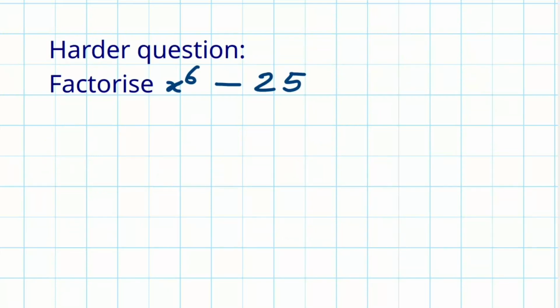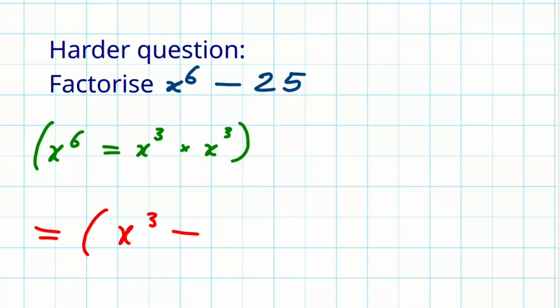One more example. Now you may have a power of a variable which is not a square, apparently, but it is still actually a square. So x to the power 6 is equal to x cubed times x cubed. When you do more work on powers, if you haven't yet, you'll learn more about this. So this factorizes as (x cubed minus 5)(x cubed plus 5).